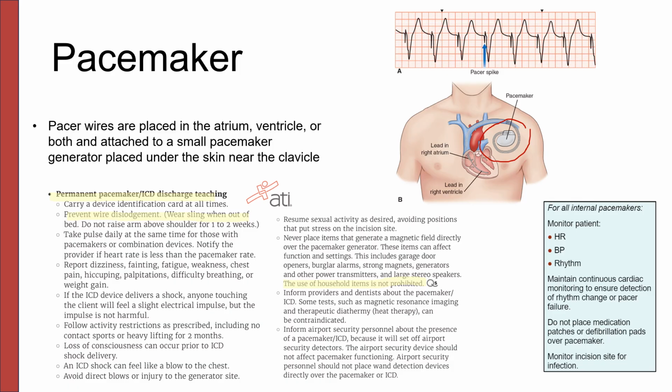The use of household items is not prohibited. So what's that referring to? When patients go home, they've heard that they can't stand next to a microwave. Okay, that is a myth. They can stand next to a microwave, but you shouldn't be near magnets. So, for example, an MRI. Some pacemakers are MRI compatible, but we always assume they're not. So you don't want to be putting a patient that has a pacemaker into a magnetic field.